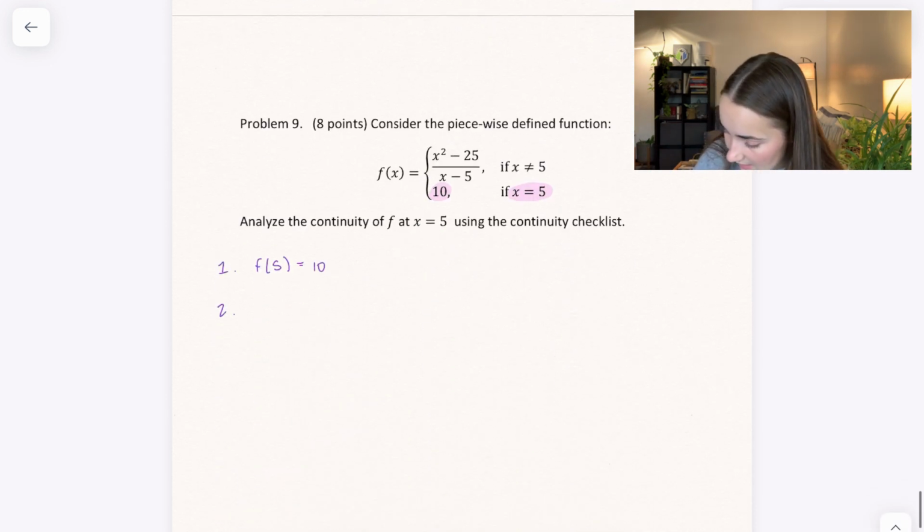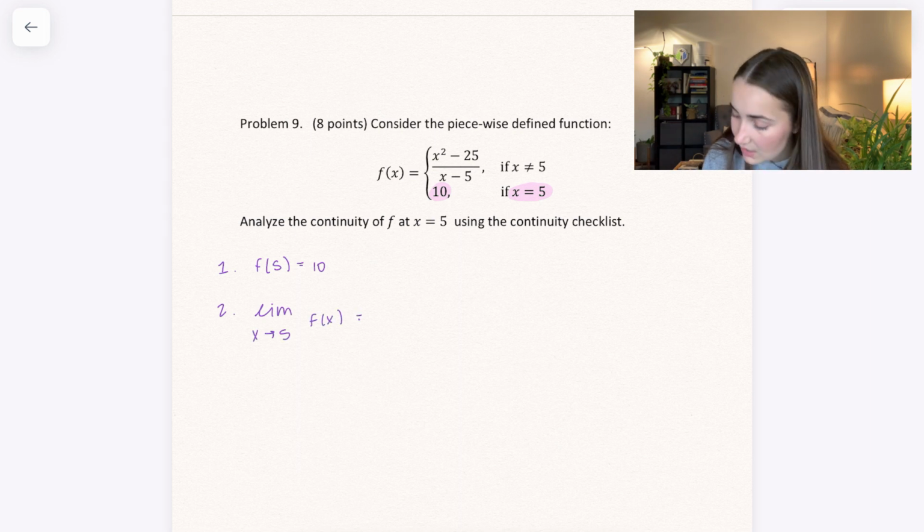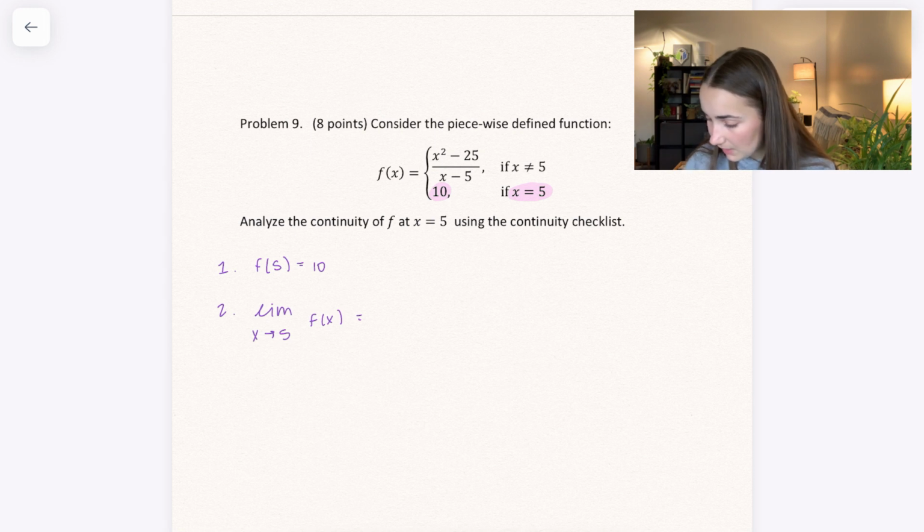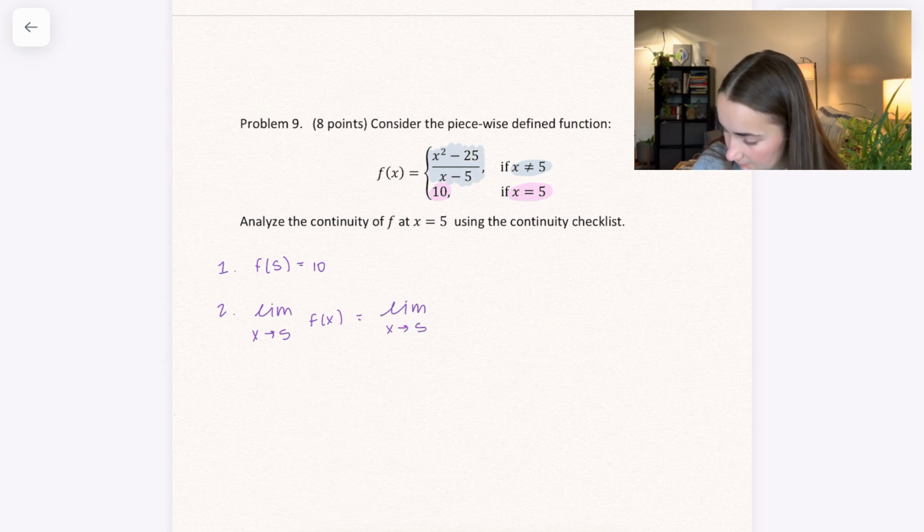So let's go ahead and take the limit. When we're approaching 5, we're not actually equal to 5. So now we have to pay attention to when x is not equal to 5, which means we're going to have to use this part of the function. So here I'll fill that in.